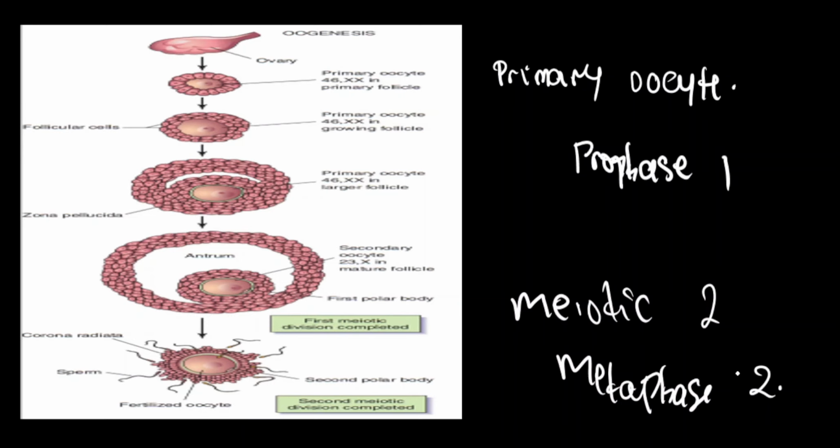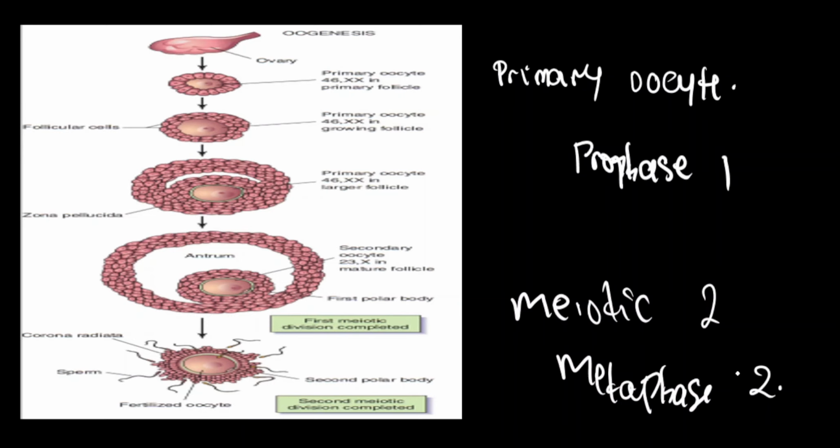So it's released into the ampulla. After being released into the ampulla, in the event of fertilization, it continues the second meiotic division, and then the pronucleus of the sperm and that of the ovum unite. This was what we saw in our video on oogenesis. If you haven't seen the video on oogenesis, please kindly check it out so we can better understand this particular video.